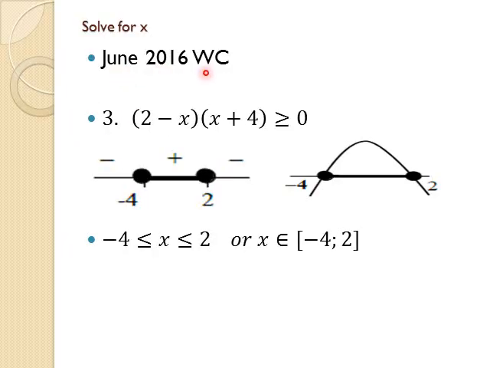So June 2016, Western Cape, solve for x. We have (2 minus x)(x plus 4) greater or equal to 0. So again, what values would make each bracket 0 based on the zero factor law? So there 2 minus 2 would give me 0. Minus 4 plus 4 would give me 0.